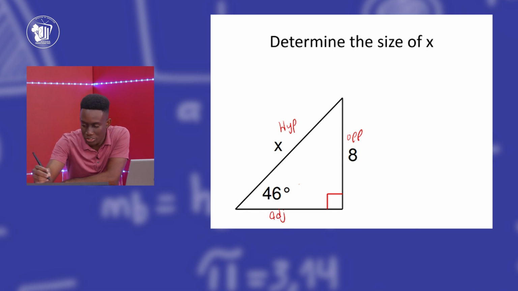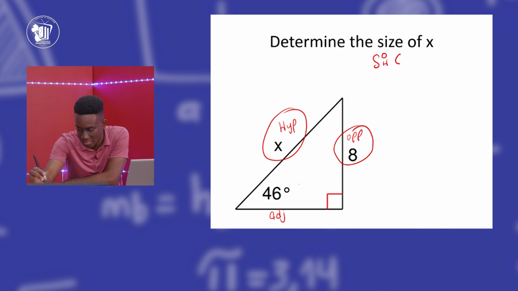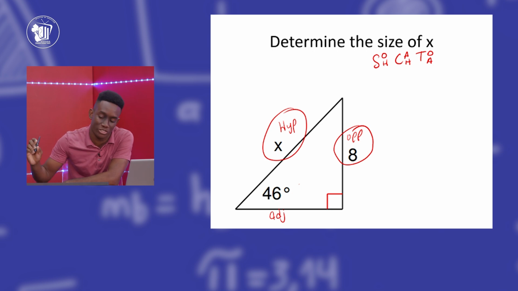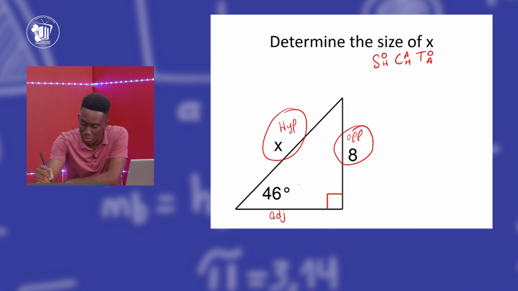So let's put down our ratios. We see we are given the opposite and we want to find the hypotenuse. So let's see which ratio is suitable. Some old horses can always hear their owners approach. So in this case we are given the opposite and we want to find the hypotenuse. Let's look at which ratio has those two combinations: opposite and hypotenuse. We see the sine ratio has that, so we'll use the sine ratio.